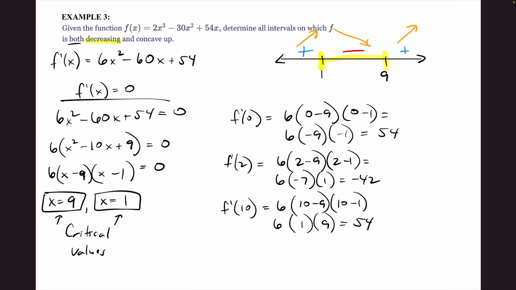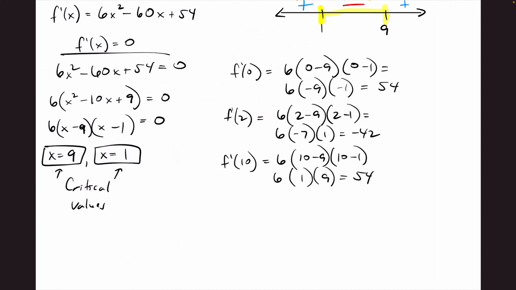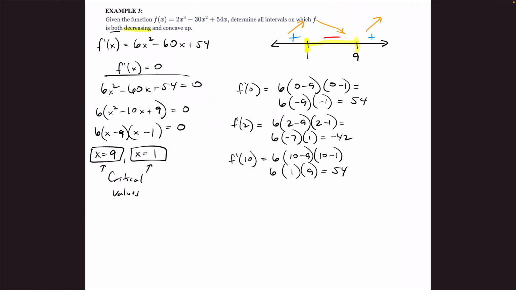So we narrowed it down quite a bit. Most of the time you see these, they're going to be multiple choice questions. So the way I do it is look through your A, B, C, D. If any of those are outside of 1 to 9, cross them out because they can't work. Whittle down your choices. Now we're going to do the second derivative to see where it's concave up.